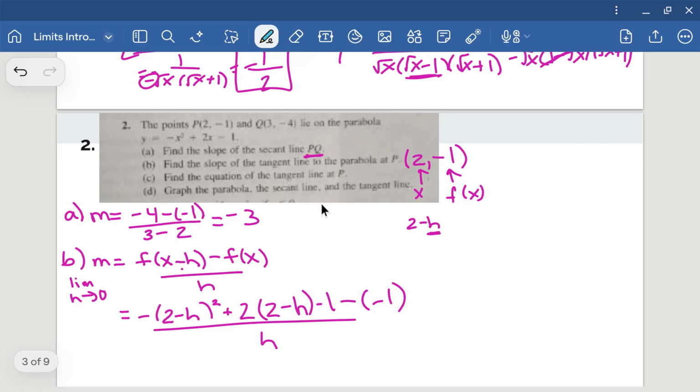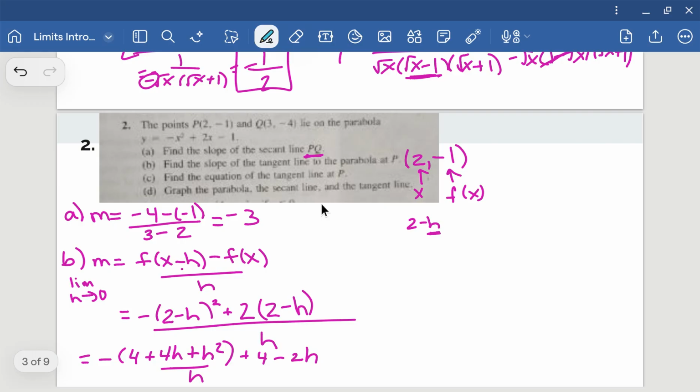So we're going to expand everything out, cancel what we can. -1 minus -1 equals 0, so we can get rid of that. This side here, we can expand out. You do have a negative out front, so 2 minus h squared will end up being 4 plus 4h plus h squared. And then we have 2 times 2 minus h, which will be plus 4 minus 2h, all over h.